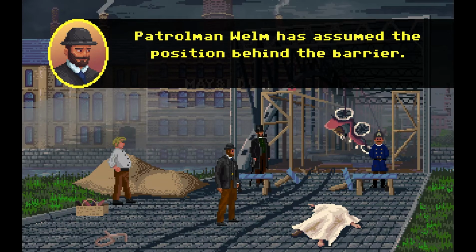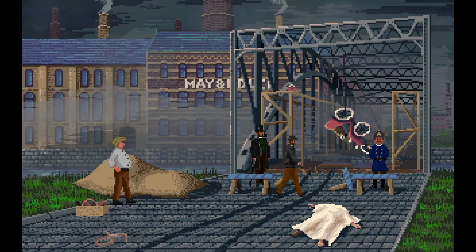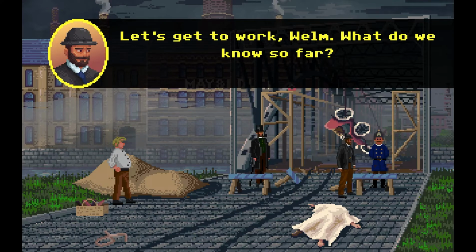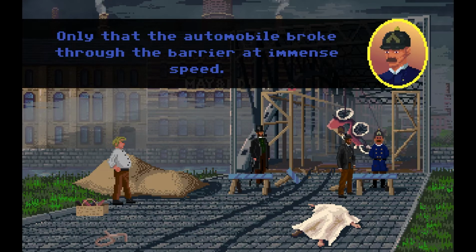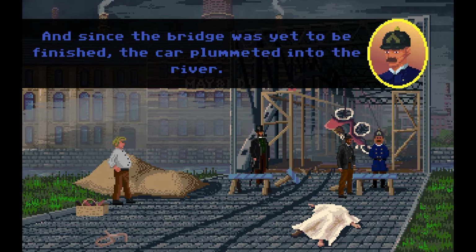Has assumed position behind the barrier. I would like to inspect the body. Was wissen wir denn schon? Nur, dass das Automobil die Absperrung mit großer Geschwindigkeit durchbrochen hat. Und da die Brücke noch nicht fertig ist, ist der Wagen in den Fluss gerauscht.